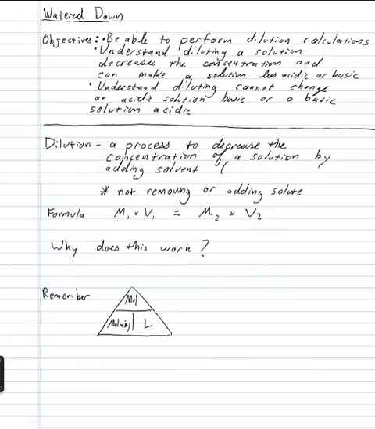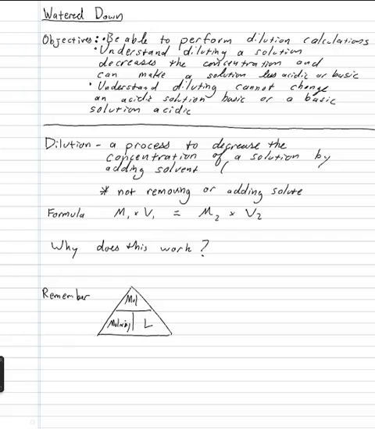In Watered Down, we are going to learn how to perform dilution calculations and understand what dilution is. Essentially, we're going to understand that diluting a solution decreases the concentration of that solution and can make a solution less acidic or basic. We should also understand that dilution cannot change an acidic solution to a basic solution or a basic solution to an acidic solution.